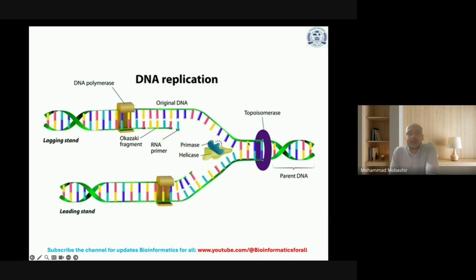Next, here you can see the same DNA replication process as a summarized graphical presentation. So for the lagging strand, you need to understand what the lagging strand is, what topoisomerases are, parent DNA, original DNA, primase, helicase, RNA primer, Okazaki fragments. And then you are fully familiar with, or introduced to, DNA replication.